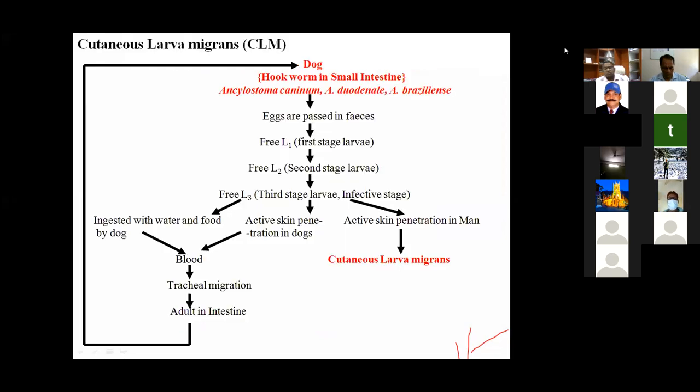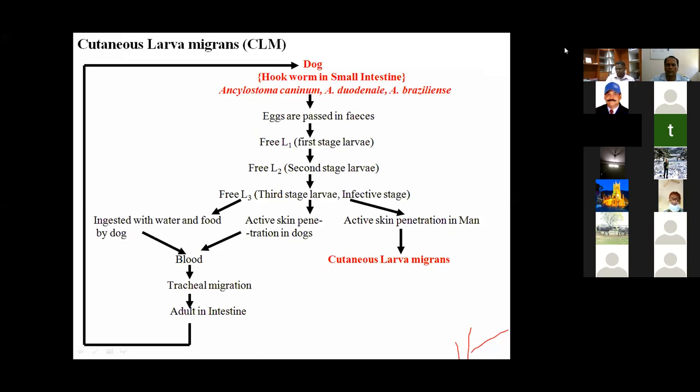In the life cycle of cutaneous larva migrans, eggs are passed in the feces and L1 is released. Here the L1 is released in nature, it is not inside the egg. That L1 molts to L2 and then molts to L3. L3 is very active and it is the infective stage. When the dog sits on the L3, it actively penetrates into the dog, goes into the blood, then undergoes tracheal migration and becomes an adult in the intestine. Or, if L3 goes with water or food into the dog, it finally reaches the blood, tracheal migration, and adult in the intestine. And again, this adult will start passing eggs.